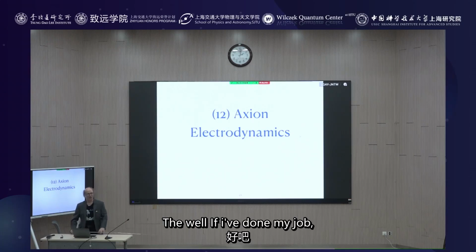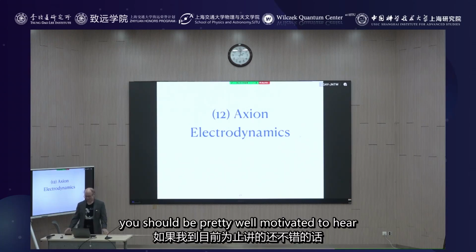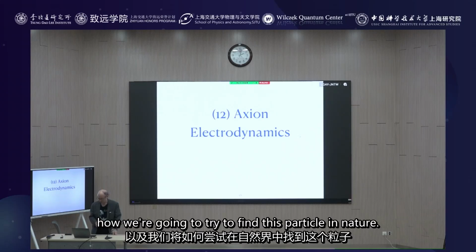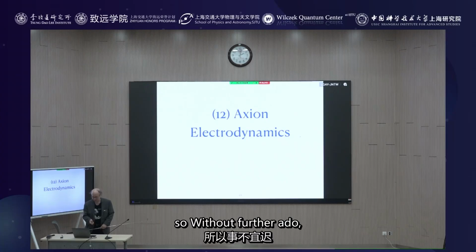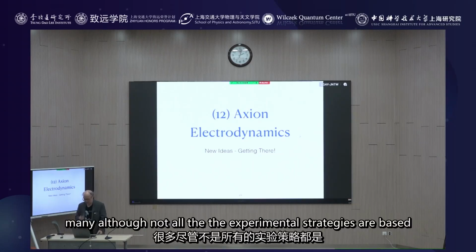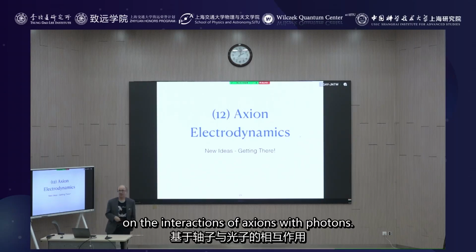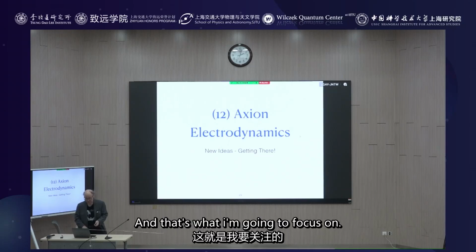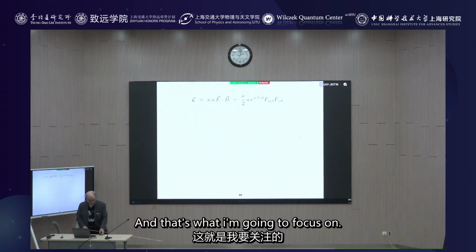Well, if I've done my job, you should be pretty well motivated to hear about axion properties and how we're going to try to find this particle in nature. So without further ado, I will launch into it. Many, although not all, of the experimental strategies are based on the interactions of axions with photons. And that's what I'm going to focus on.